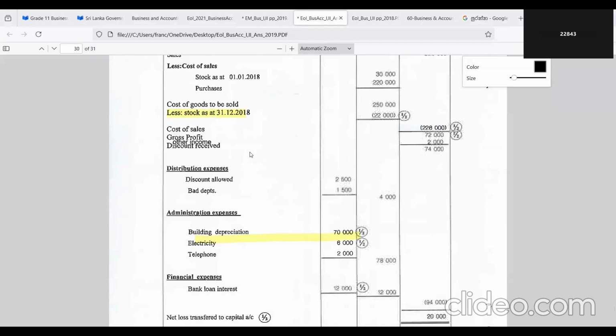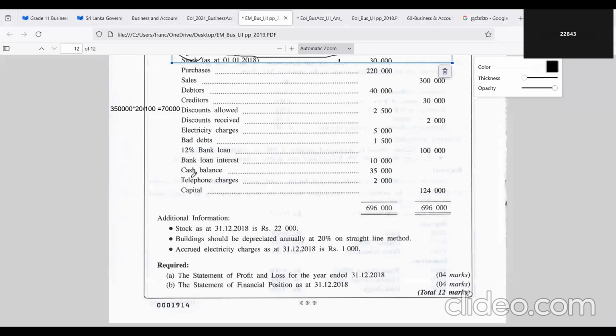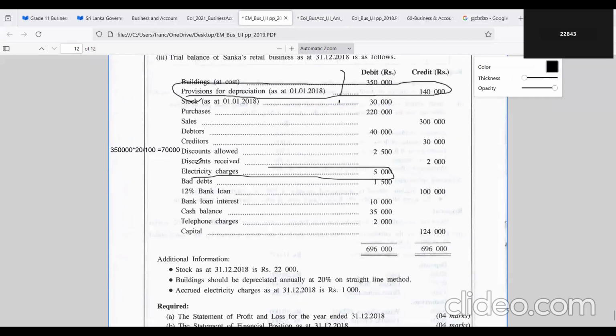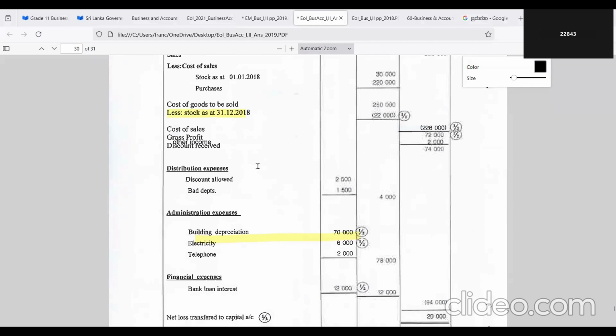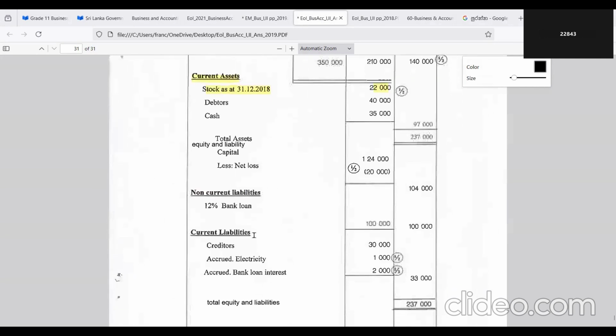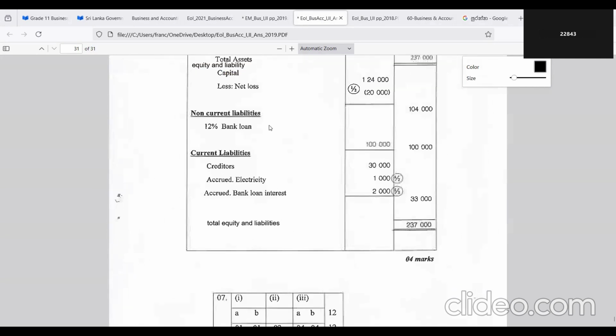What was the expense name? Electricity. Let's check the trial balance as well. In the trial balance, we have 5,000. So what I should do, 5,000 plus 1,000. Immediately, this figure 1,000 should be recorded in the SOFP under current liability, accrued electricity.